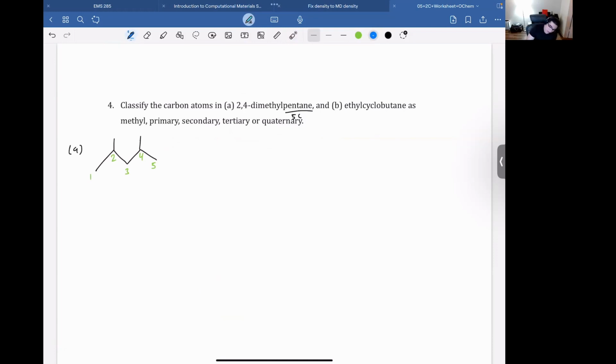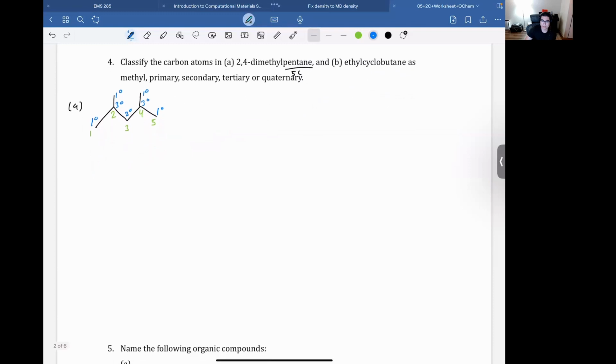It's not too bad. This carbon down here is connected to one carbon. That's primary. The same thing here, and same thing here. These carbons in the middle, these are connected to 3 carbons directly. So those are tertiary. This carbon in the middle is connected to 2 carbons. So this is a secondary. That is it.